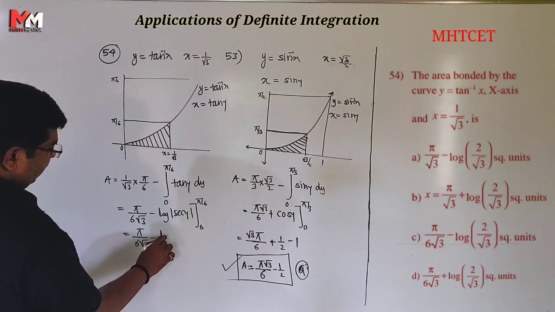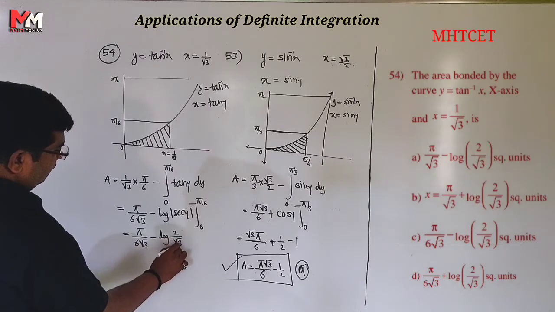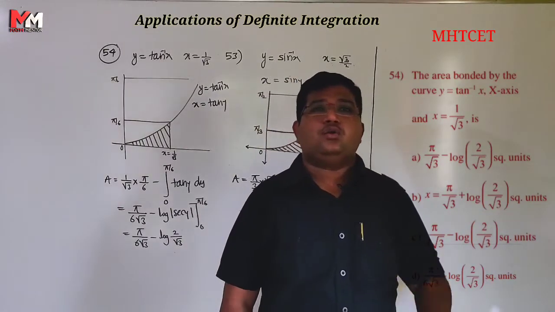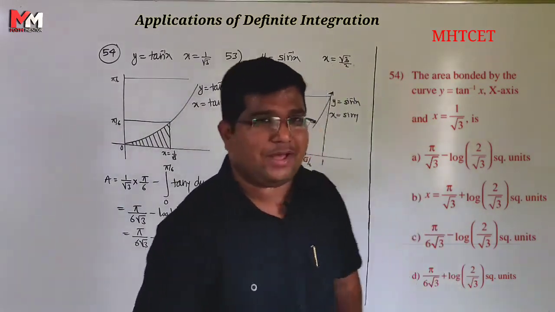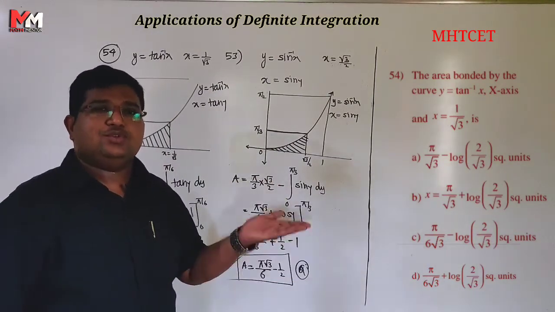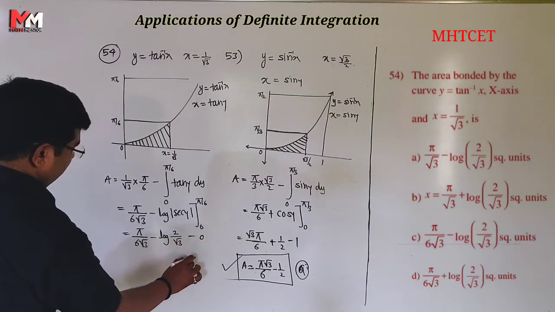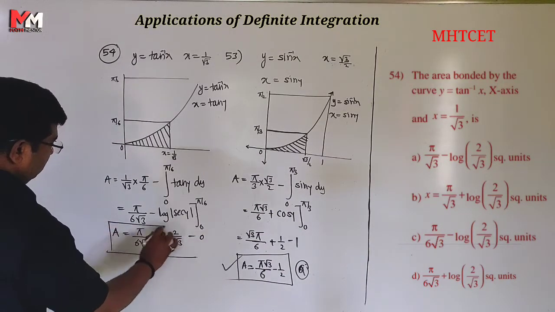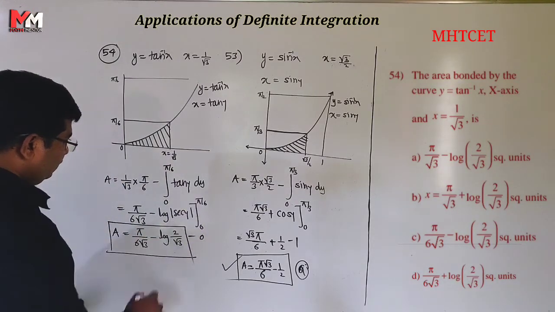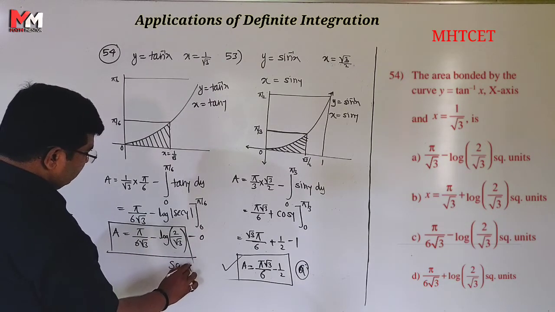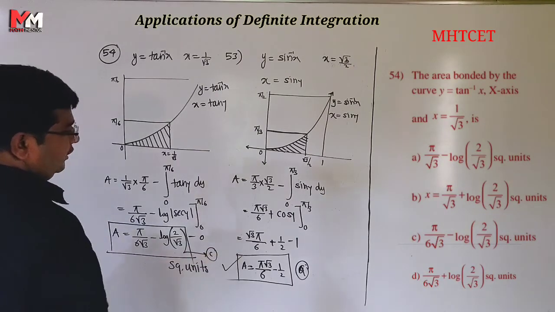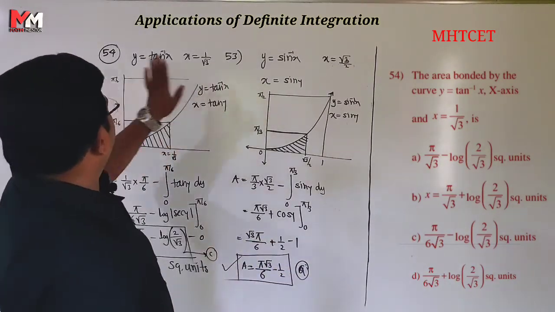sec 30 is 2/√3. What is the value of cos 30? It is √3/2, so sec 30 will be 2/√3, the reciprocal of cos is sec. Afterwards put 0 here, sec 0 is 1 because cos 0 is 1, so log 1 is 0, so it is negligible. So this is the answer in square units: π/(6√3) minus log 2/√3. So what is the option? It is option C.